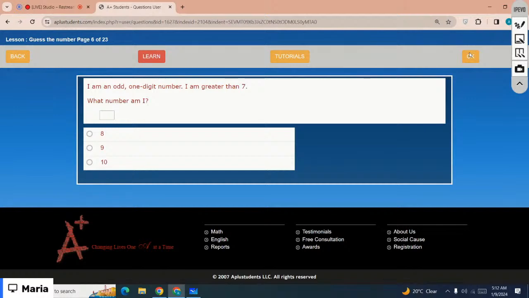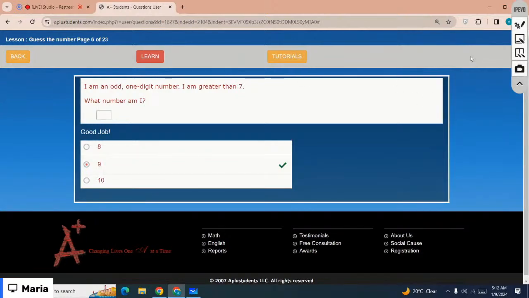You have only two one-digit numbers greater than 7, right? They are 8 and 9. But 8 is an even number. So the only option you have is 9. So, yes, the correct option is 9. Very good.